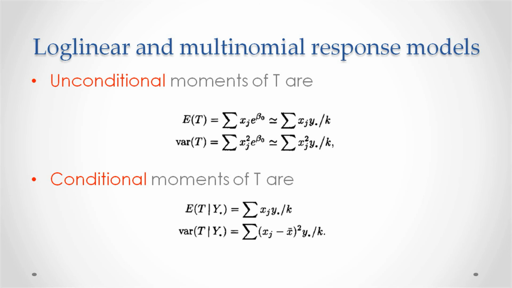Note that T can be regarded as the total of the random sample of size n with replacement from the finite population x1 to xk. Under H0, the k values are selected with equal probability. Under H1, the probabilities are exponentially weighted in favor of the larger x's if beta 1 is greater than 0 and vice versa.